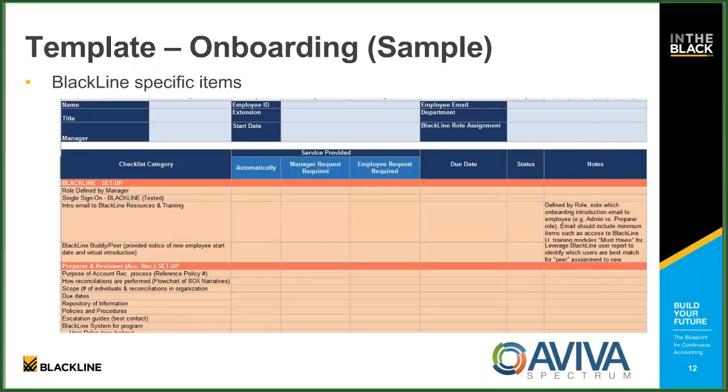So here are some items that you may want to consider in your onboarding checklist. Does this person need the purpose of an account rec process? Do you need to reference a certain policy for them in particular, or at least a folder? Is there a how-to for the reconciliation, meaning a flow chart? You might find this in your Sarbanes-Oxley or your narratives or your flow charts, etc.